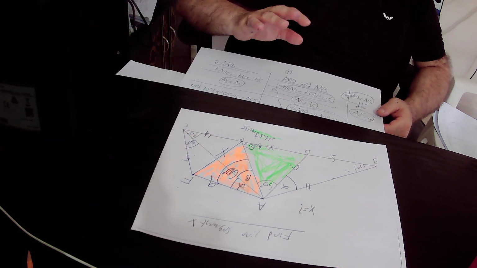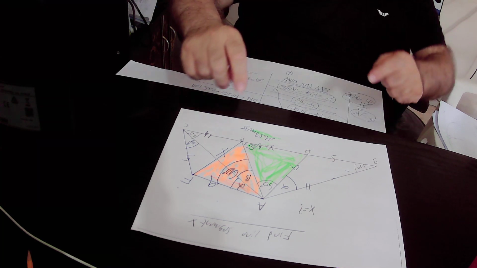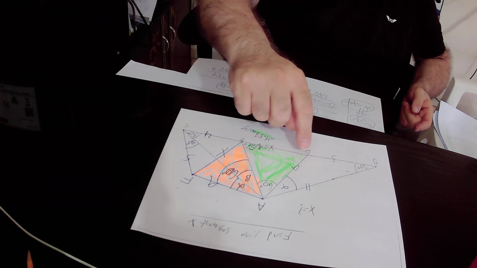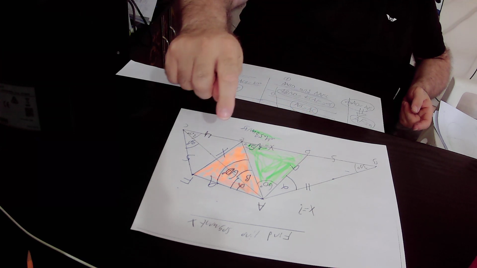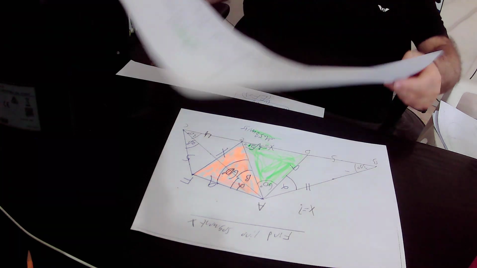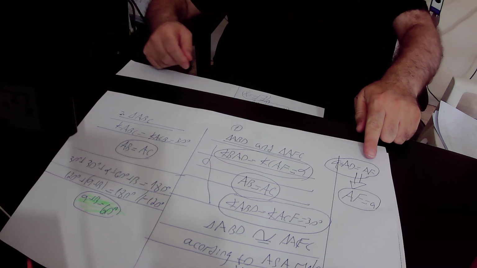And the second thing that we concluded from the fact that those two triangles can go into each other is that side AD of triangle ABD is equal to side AF of triangle AFC. Repeat again, side AD equals side AF.